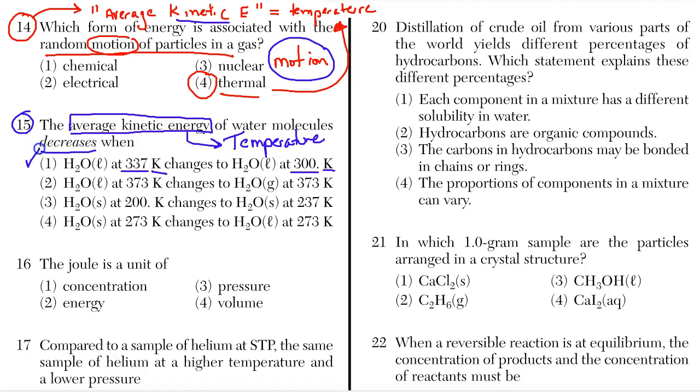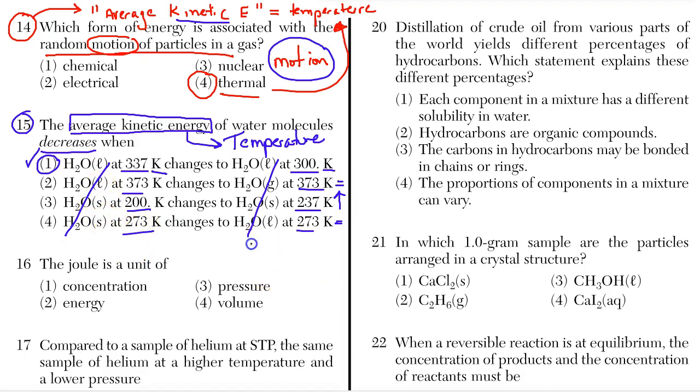So choice 1, look at choice 2. We're staying the same. Temperature staying the same. Look at this one. 200 is going to 273. That's going up. That's an increase. 273 staying the same. So the only choice where the average kinetic energy of water molecules is decreasing is choice 1. The temperature is decreasing. I don't care about what the phase changes are here. Totally inconsequential. If I was asking for potential energy, then that'll be a different story. I wouldn't even look at the temperature. I would look at the phase changes.